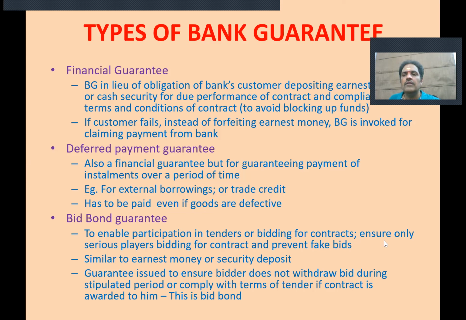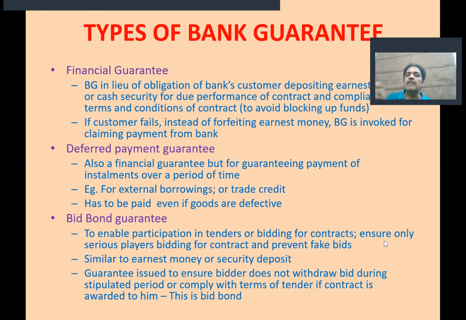Instead of that, what CPWD can ask is you bring a bank guarantee. So if you are performing according to the terms and conditions of the contract, bank guarantee will not be invoked. But if you are not performing, the financial implication will be there and the money will be asked to be paid. So it is as good as an earnest money or deposit that is made, security deposit kind of a thing. So in place of security deposit, you are giving a bank guarantee. This is called a financial guarantee.